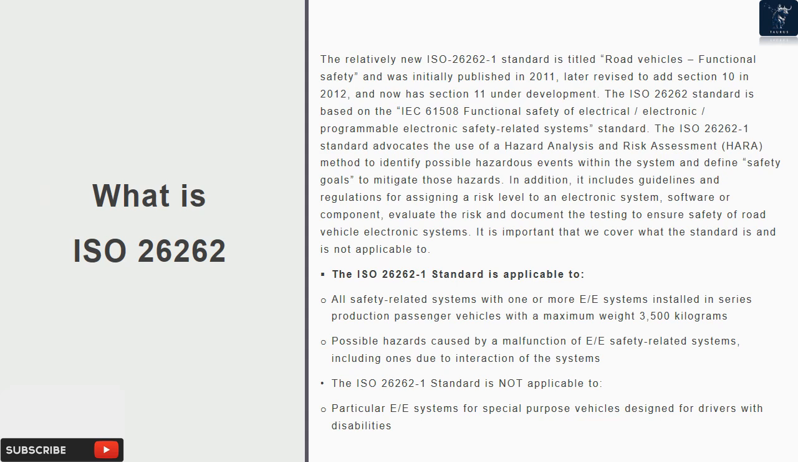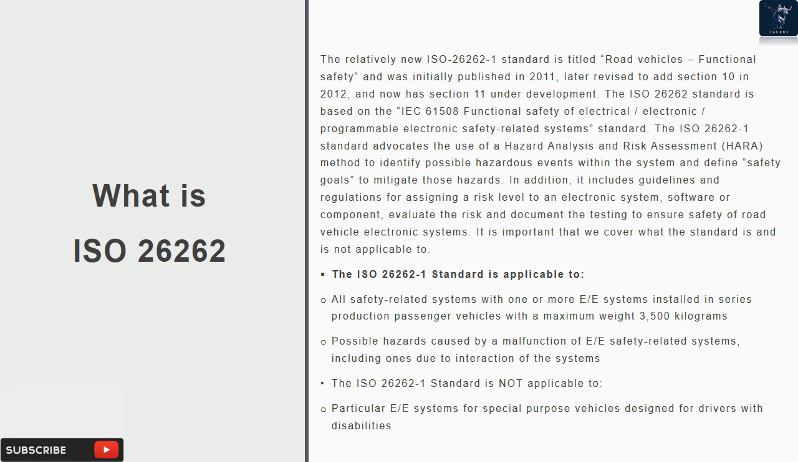The ISO 26262-1 standard advocates the use of a hazard analysis and risk assessment (HARA) method to identify possible hazardous events within the system and define safety goals to mitigate those hazards. In addition, it includes guidelines and regulations for assigning a risk level to an electronic system, software, or component, evaluate the risk and document the testing to ensure safety of road vehicle electronic systems.